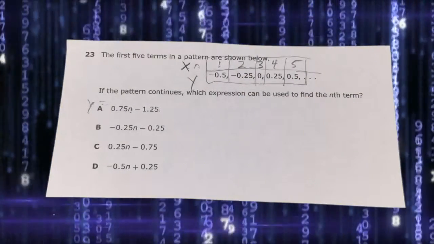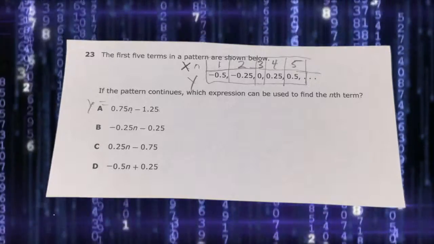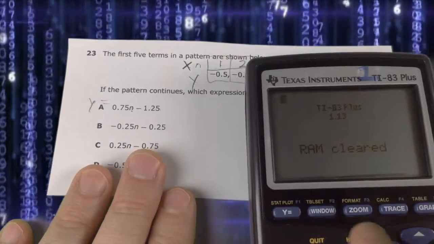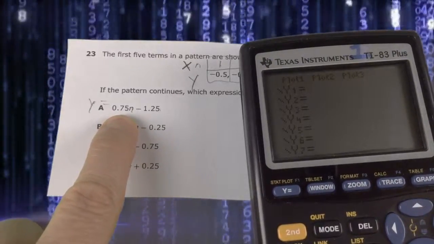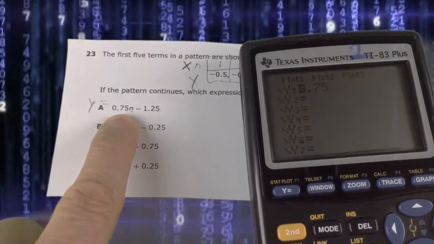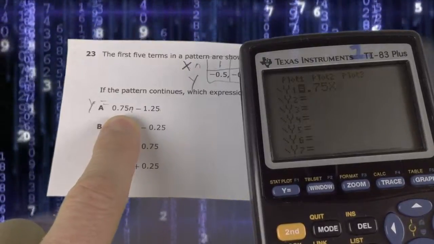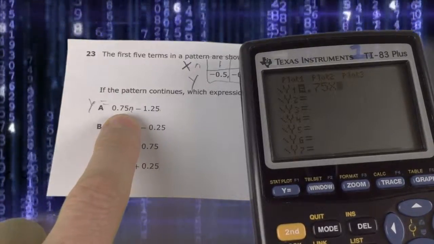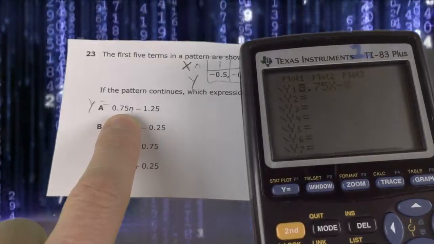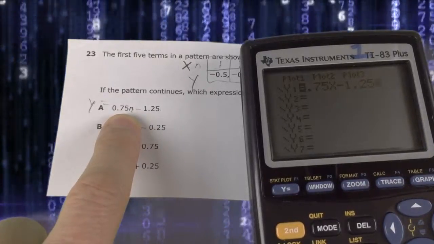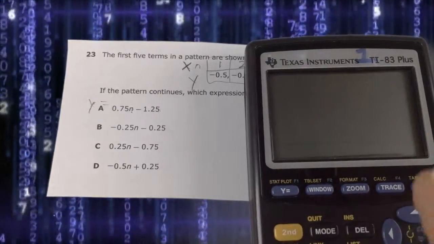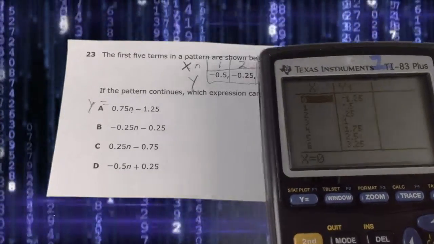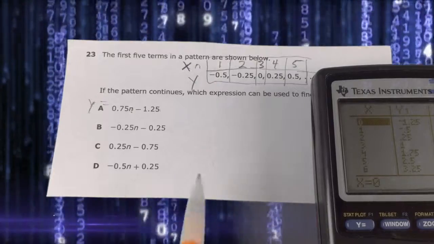We're going to go to the y equals screen. And I'm just going to put in 0.75, and I'm going to put the x variable for my n letter. I'm going to put the x variable minus 1.25. Okay, I'm going to go to my table, second graph. I'm going to see if my table matches the one on the paper.